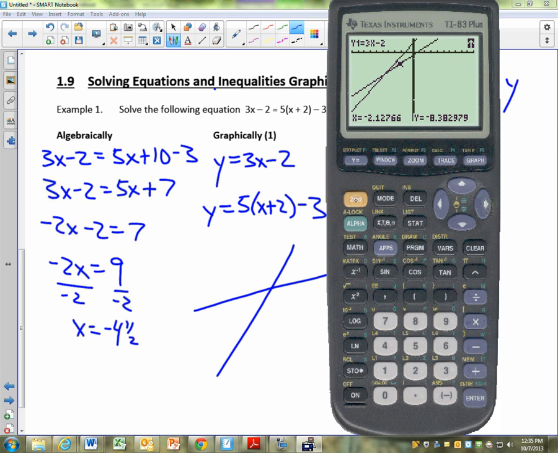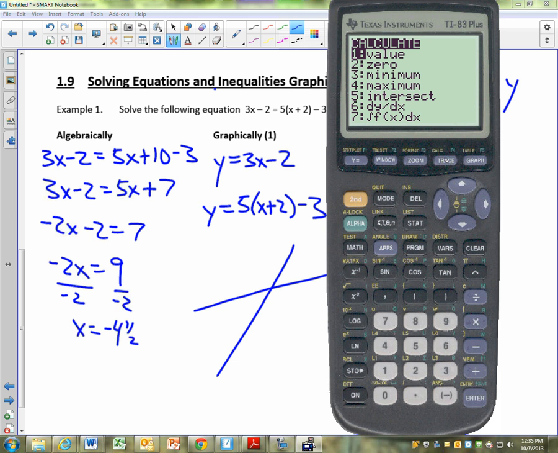You need to go second, calculate, and which operation do you think we choose? Intersection, number 5. Select it. Your calculator asks you, what is the first curve? Sure, we'll call that the first one. Sure, we'll call that the second one. It will ask you if you want to guess. Don't guess, just press enter. And it finds that the intersection point is, in fact, negative 4.5.